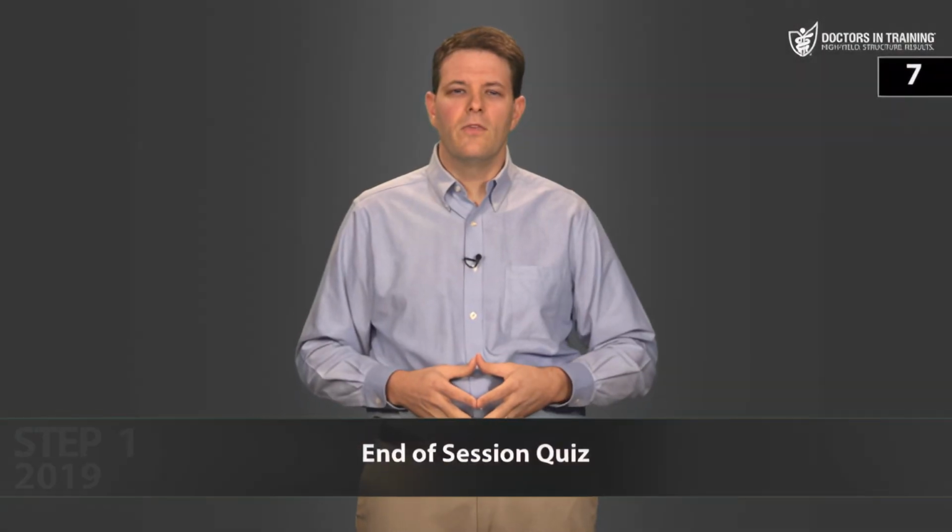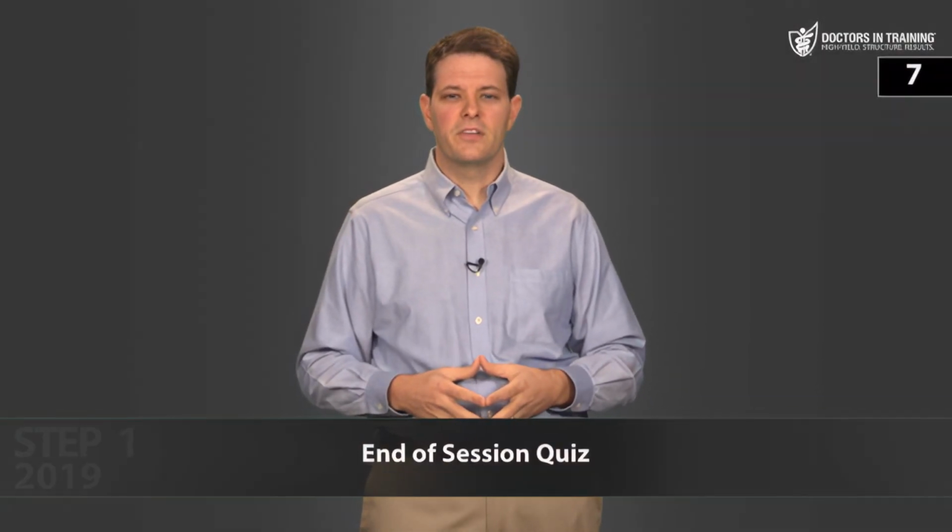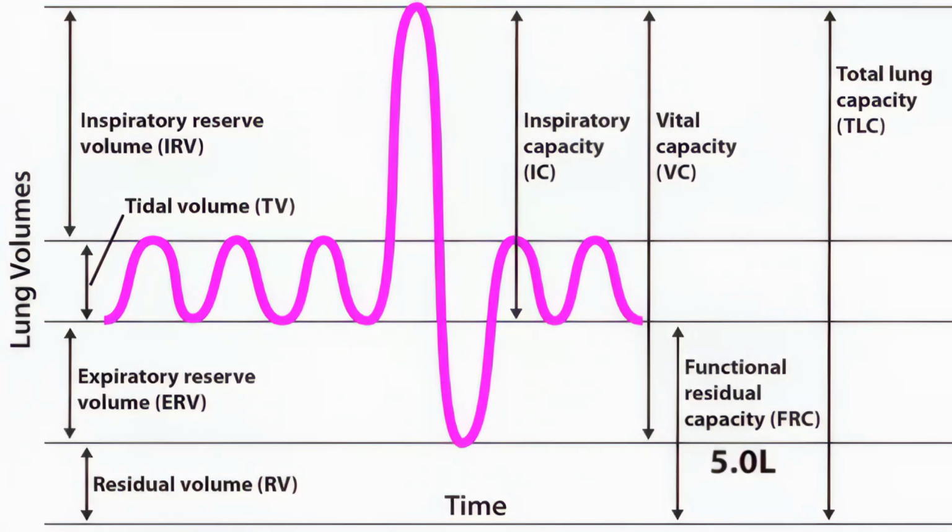First question. The following lung volumes are obtained from an elderly smoker. FRC is 5 liters, IRV is 1.5 liters, inspiratory capacity is 2 liters, and vital capacity is 3.5 liters. So what's the total lung capacity? This is the type of question you're very likely to see.